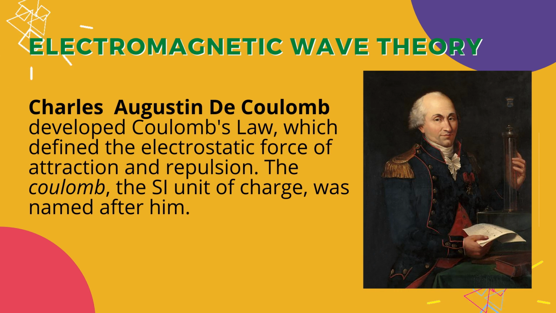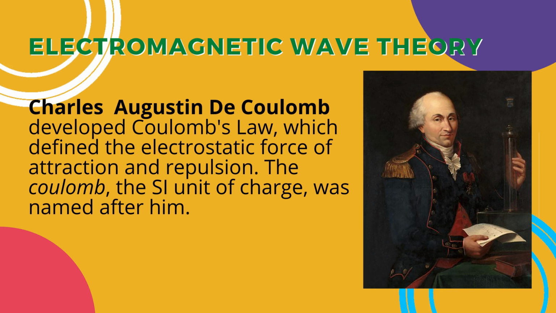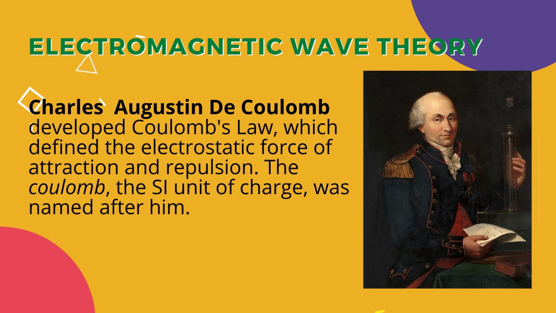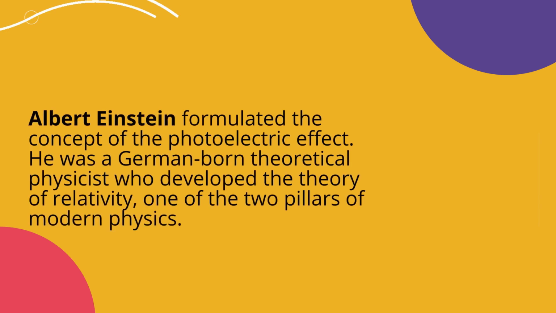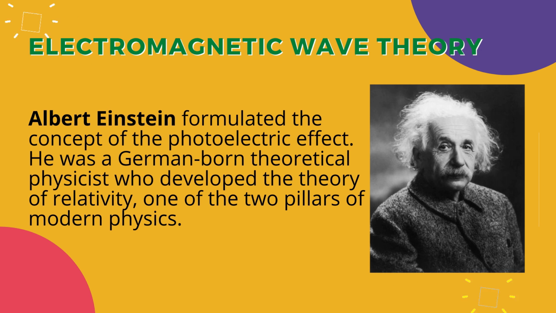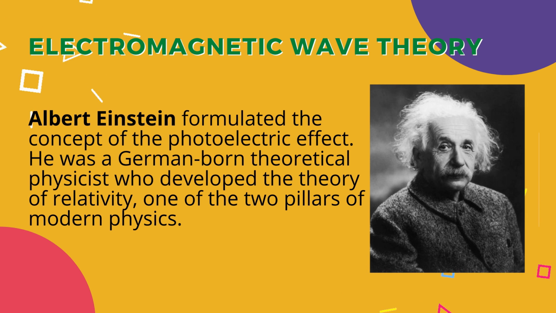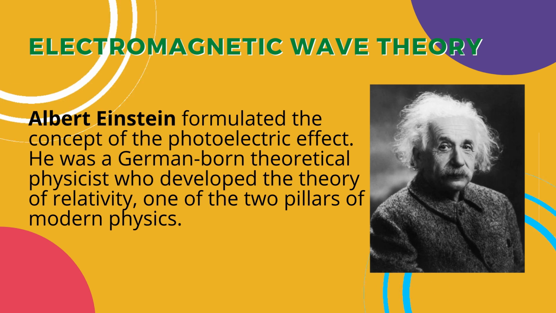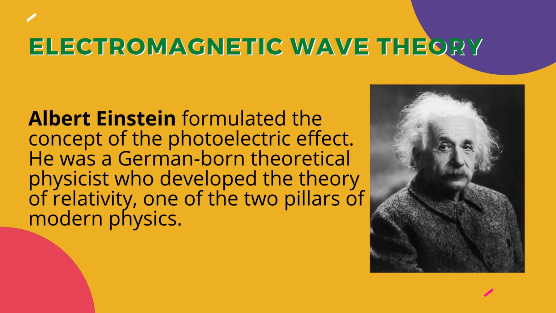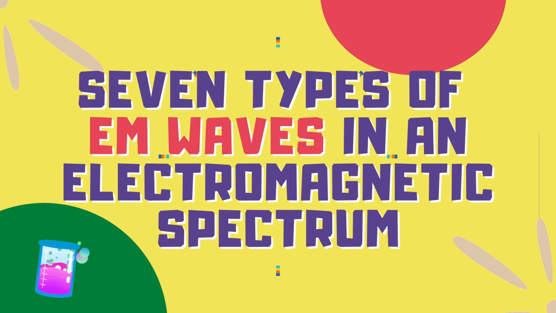Charles Augustin de Coulomb developed Coulomb's law, which defined the electrostatic force of attraction and repulsion. The Coulomb, the SI unit of charge, was named after him. Albert Einstein formulated the concept of the photoelectric effect. He was a German-born theoretical physicist who developed the theory of relativity, one of the two pillars of modern physics. And now, we are going to discuss the 7 types of electromagnetic waves in the electromagnetic spectrum.